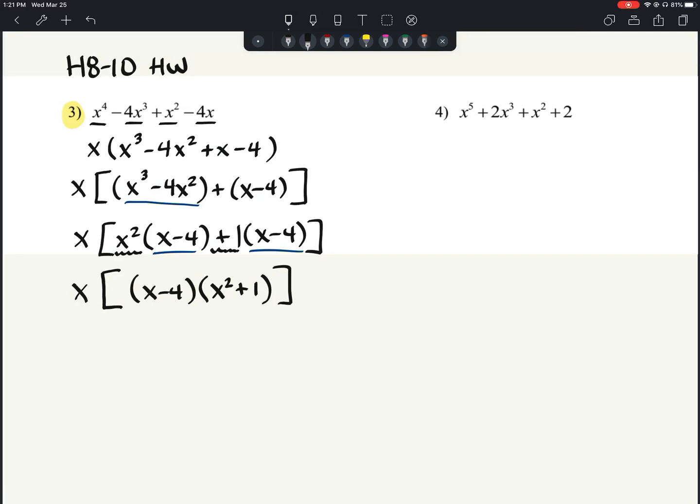And then I can go ahead here, since there's not really anything else happening with those brackets, I can drop them, and I'm going to have for my final answer x times the quantity of x minus 4 times the quantity of x squared plus 1. Remember, this is a perfect square, this is a perfect square, but because it's adding, we can't factor it anymore. So that would be our answer.